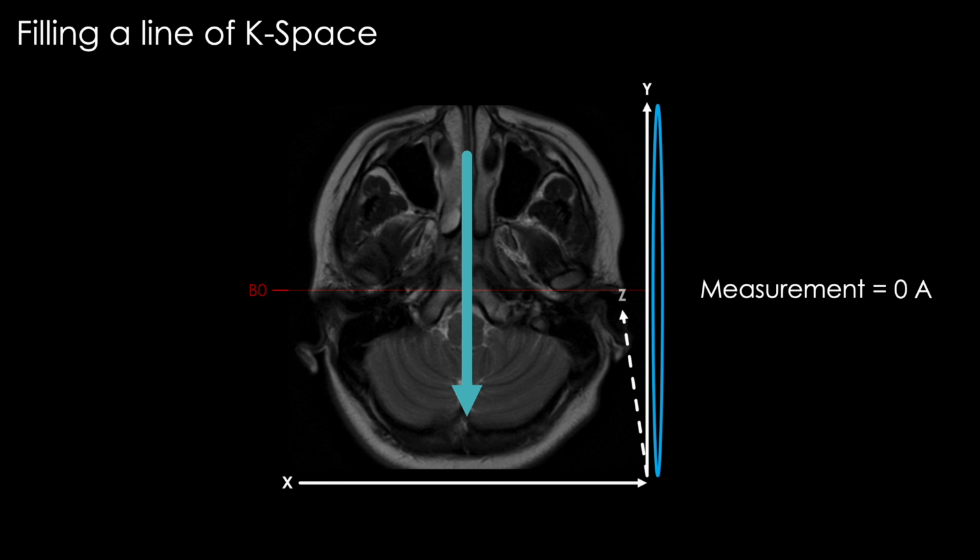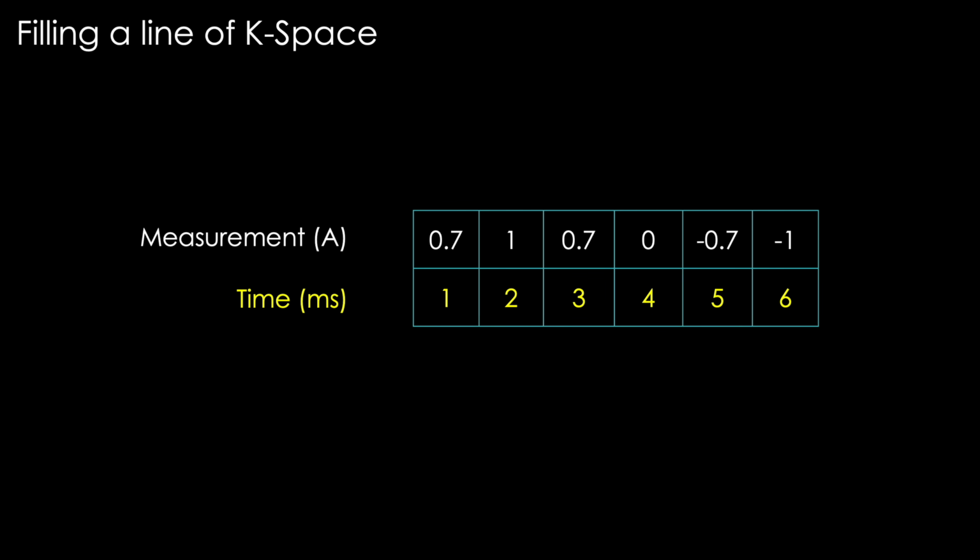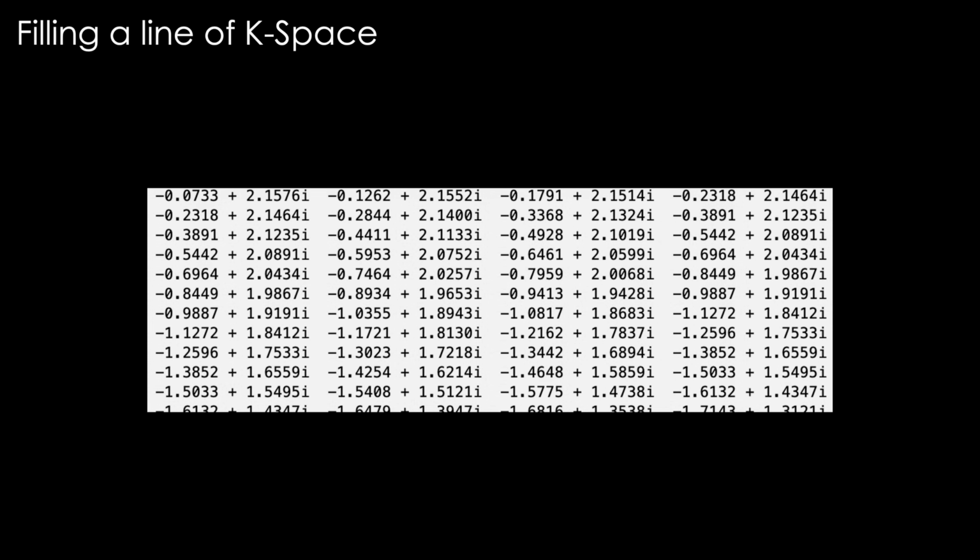Now our M-net is parallel to the coil, where through Faraday's law, we'll record no signal, 0 amps. Let's follow this a little longer. Now M-net is rotating away from the coil, so we'll measure negative 0.7 amps, followed by negative 1 amp. So if we put this into a table, it might look something like this. We've recorded 6 measurements of our M-net generating current over time. But does this look like the K-space I showed you?